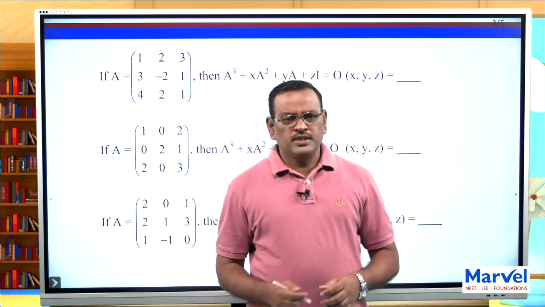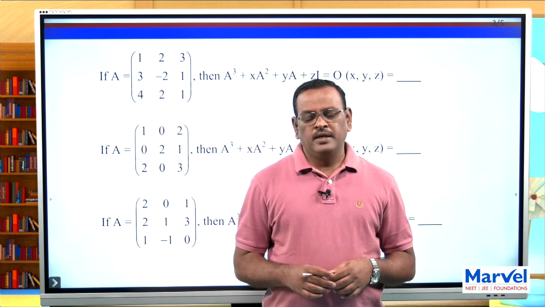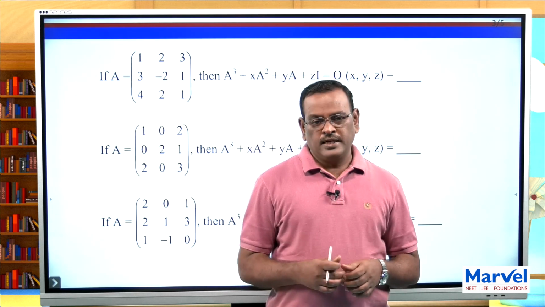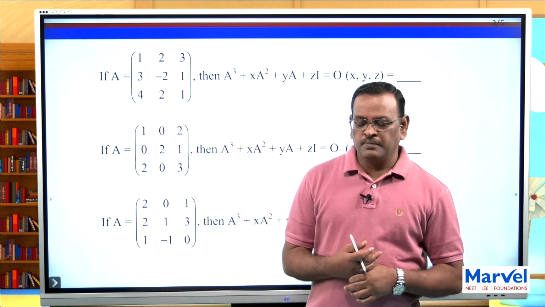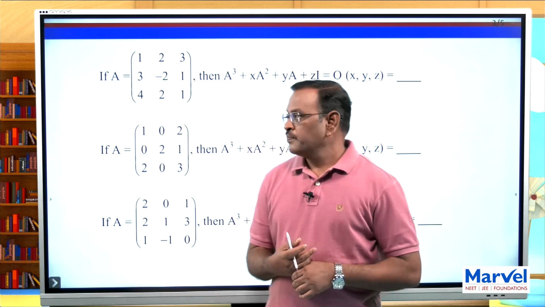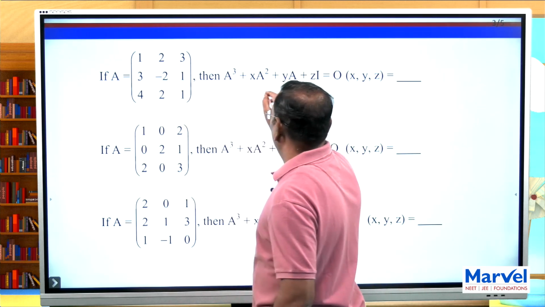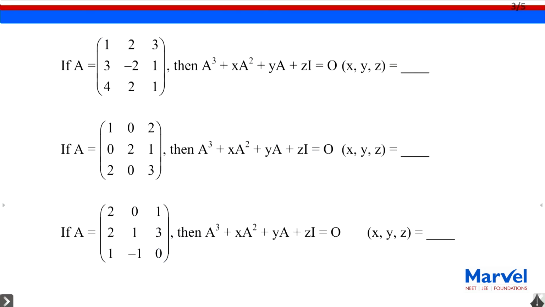Now what is the short trick formula for matrix polynomial if the matrix is a 3 by 3 matrix? Already we know the technique of 2 by 2 matrix polynomial. Now 3 by 3 matrix polynomial. If A equal to 3 by 3 matrix, then A cube plus xA square plus yA plus zI equal to O, where x, y, z are dash.